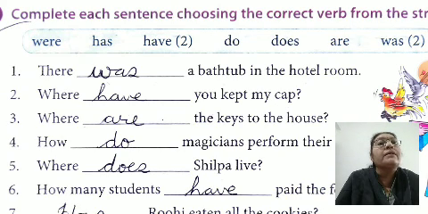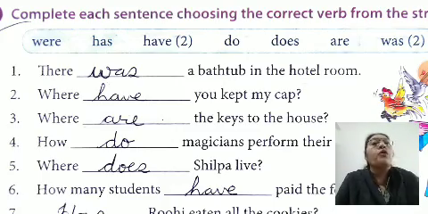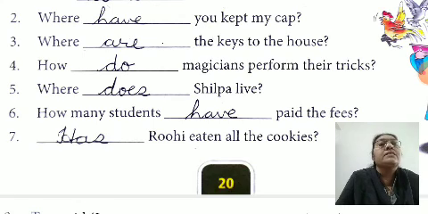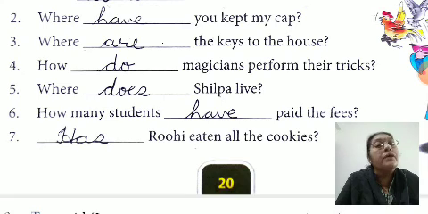There was a bathtub in the hotel room. A bathtub is singular, so we use the to be verb form was. Where have you kept my cap? With you, we use have. Where are the keys to the house? Here they mention the keys, a plural subject, so we use are. How do magicians perform their tricks? Here, magicians, so we use do. Where does Shilpa live? Shilpa is a singular name, third person singular, so we use the helping verb does.